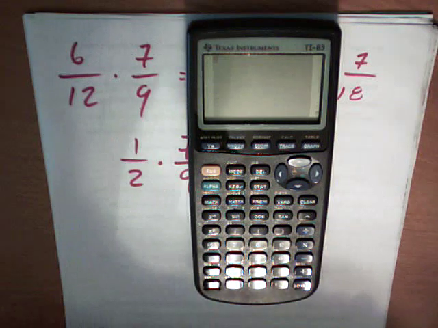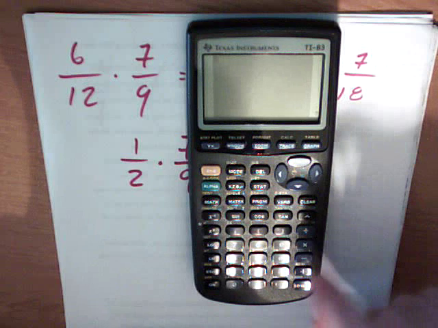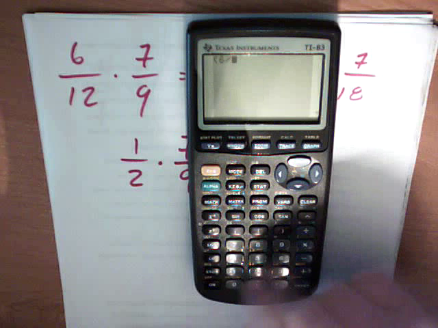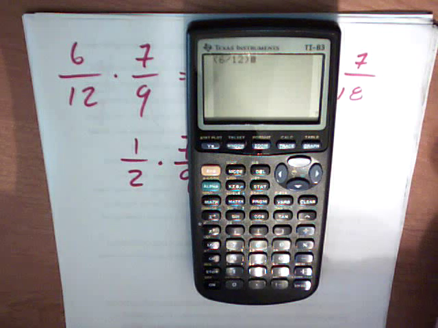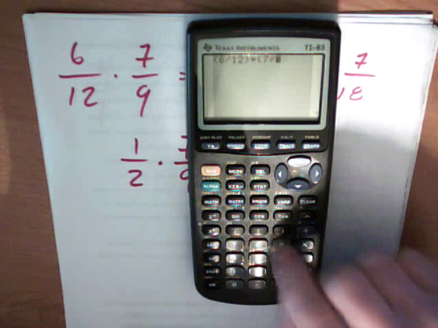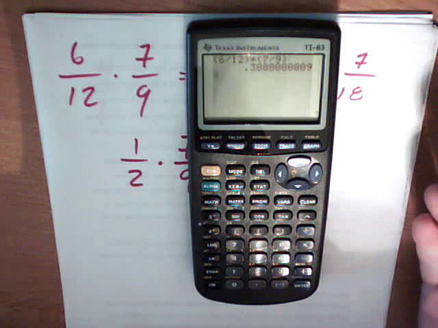Now what I'd like to show you is that you can actually use your calculator to do all these questions anyways, just to check your work, not to actually do it, but to check it. So if I take 6 divided by 12, I put those in parentheses. I always try to put in parentheses, times, parentheses, 7 divided by 9, parentheses. Hit enter, I get this big long list of numbers after I hit enter.